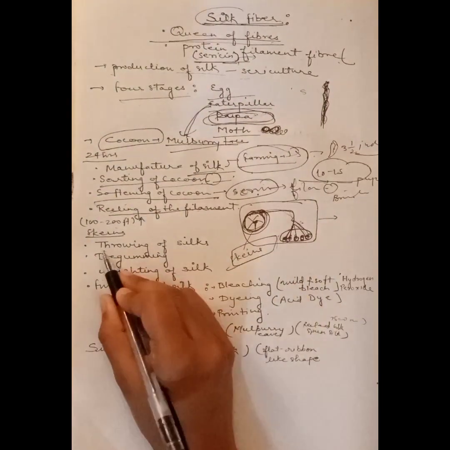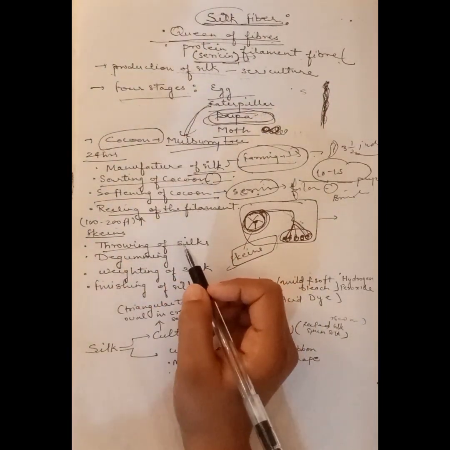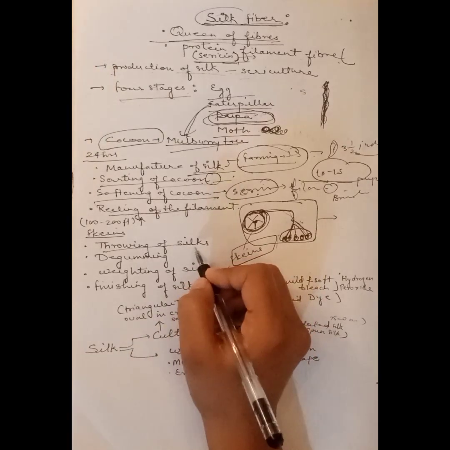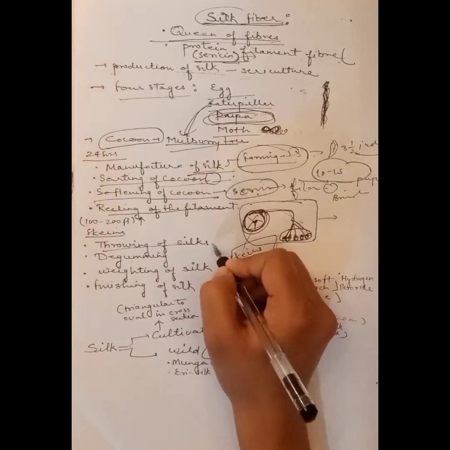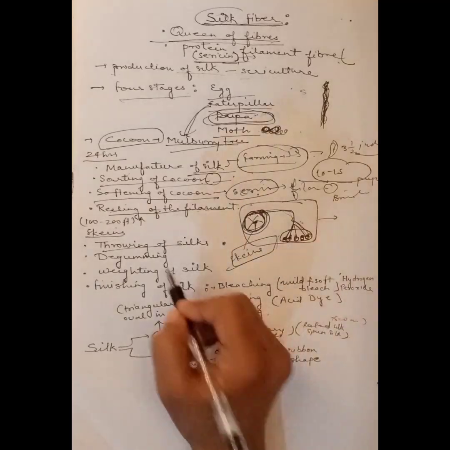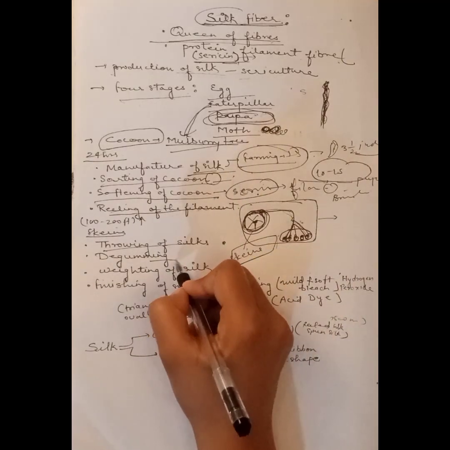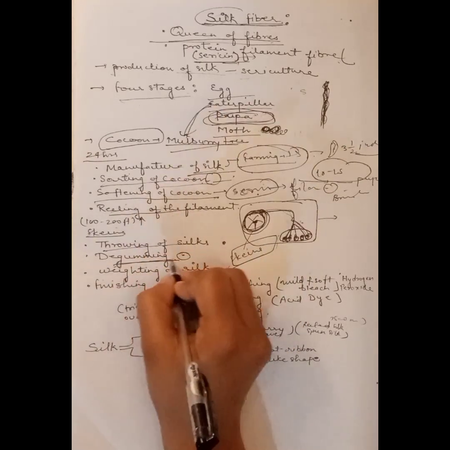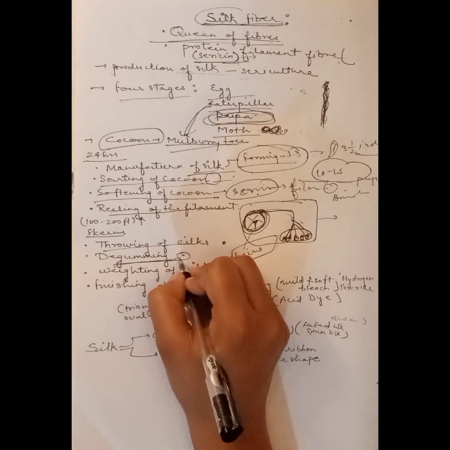After that, throwing of silk. In throwing of silk, mainly the experts throw the silk. Means they open the skeins of silk filament by their size, by their color, by their length. After that, degumming. Degumming of silk means removing of gummy substances. Degumming is done to make the filament soft and lustrous.